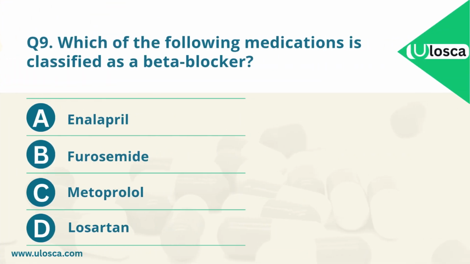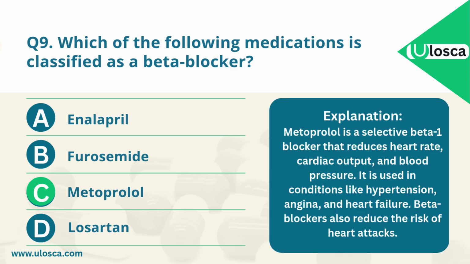The correct answer is C. Metoprolol. Explanation: metoprolol is a selective beta-1 blocker that reduces heart rate, cardiac output, and blood pressure. It is used in conditions like hypertension, angina, and heart failure. Beta blockers also reduce the risk of heart attacks.